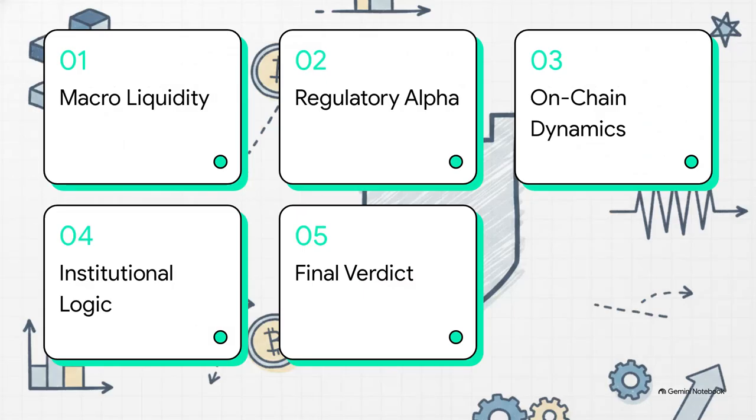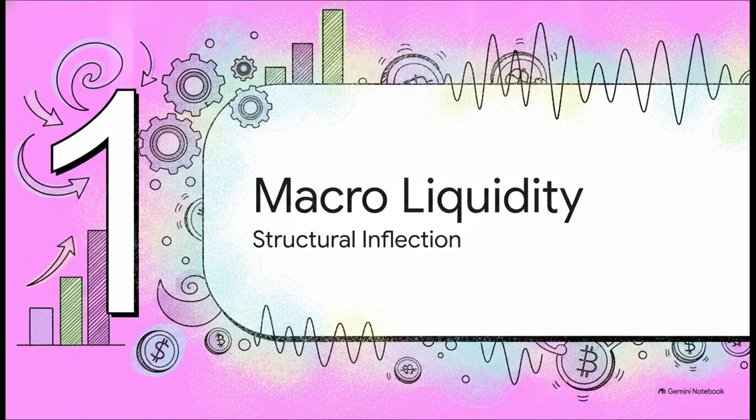Here's our top-down matrix for today. We're going to cover the macro liquidity, structural inflection, regulatory alpha, on-chain dynamics, and the short squeeze, institutional cross-verification logic, and finally, strict action scenarios. Starting off with Section 1, macro liquidity structural inflection, let's look at the overarching macro catalysts driving this environment.